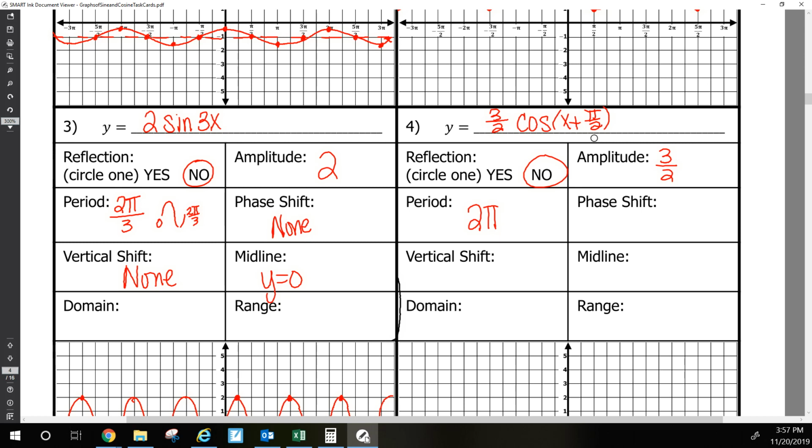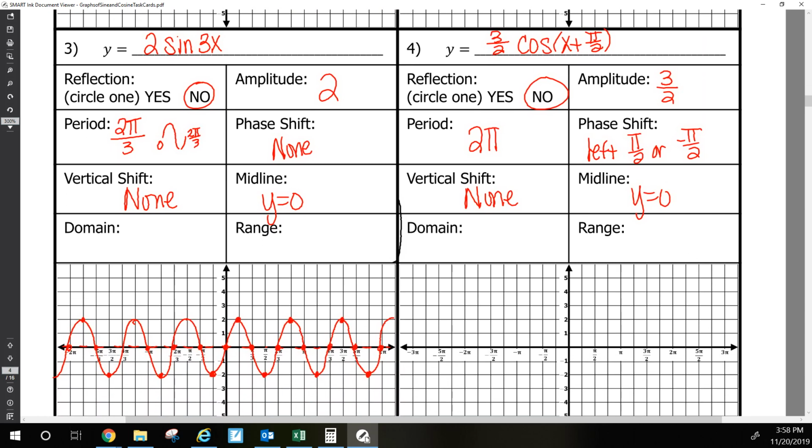But this pi over 2 that's inside the function behind the x is my horizontal shift. And so just like all of my horizontal transformations, we're going to do the opposite of what it says. It says to go to the right pi over 2. Instead, I'm going to go to the left pi over 2. So I'm going to say left pi over 2, or you can say negative pi over 2. All right, does it have a vertical shift? Anything happening out here? Nope, so it's not going to shift up or down, which means the midline is going to stay right there at y equals 0. All right, so here's my midline.